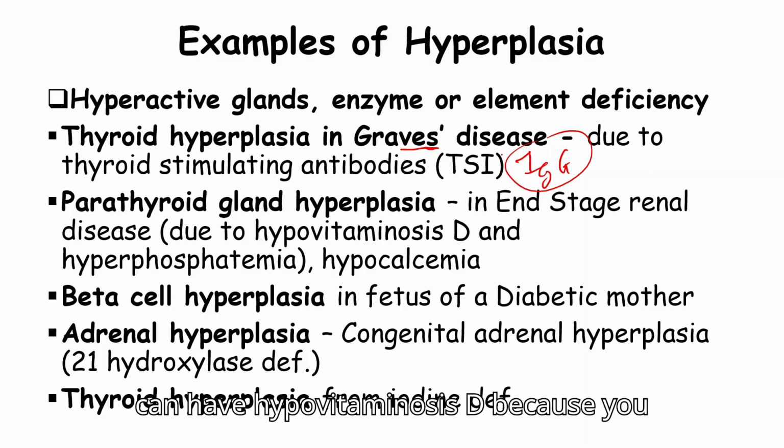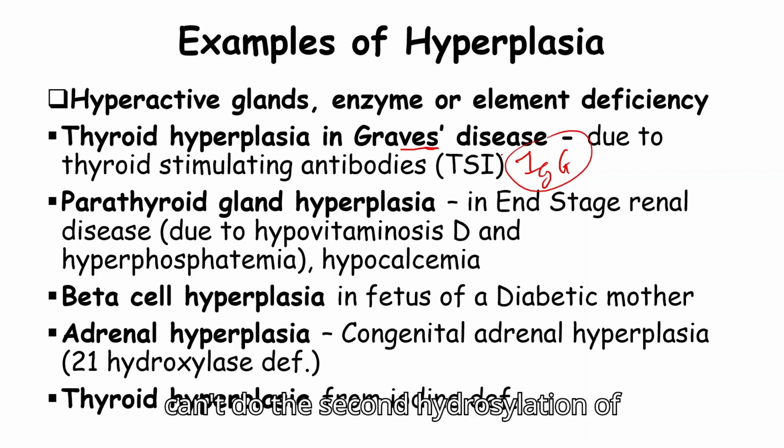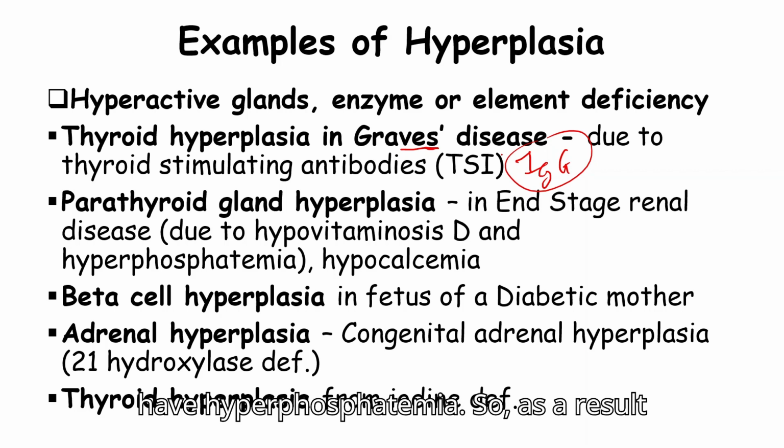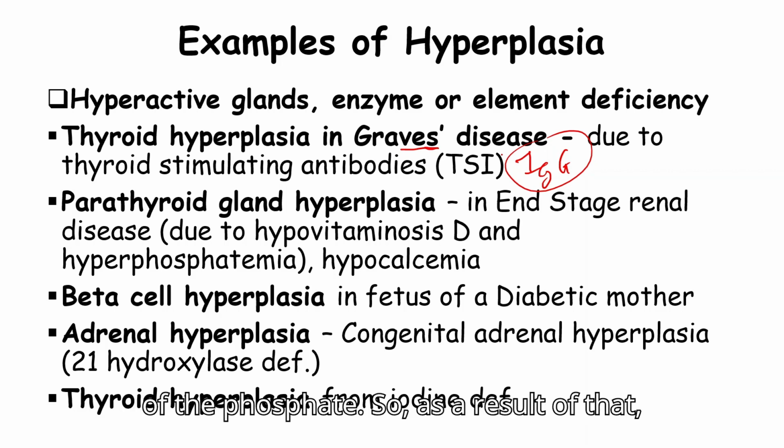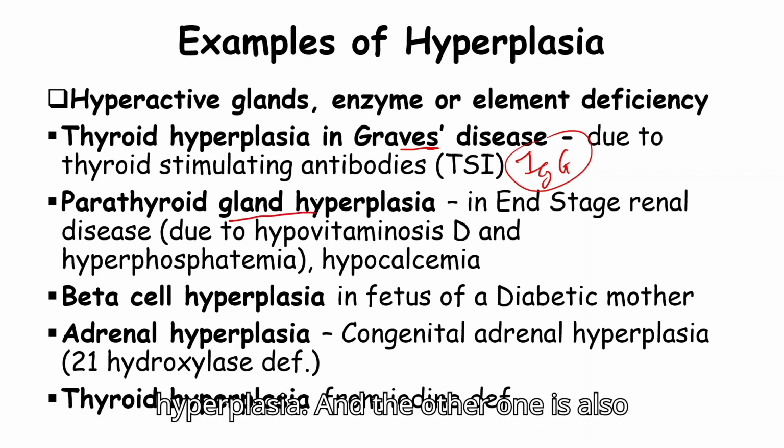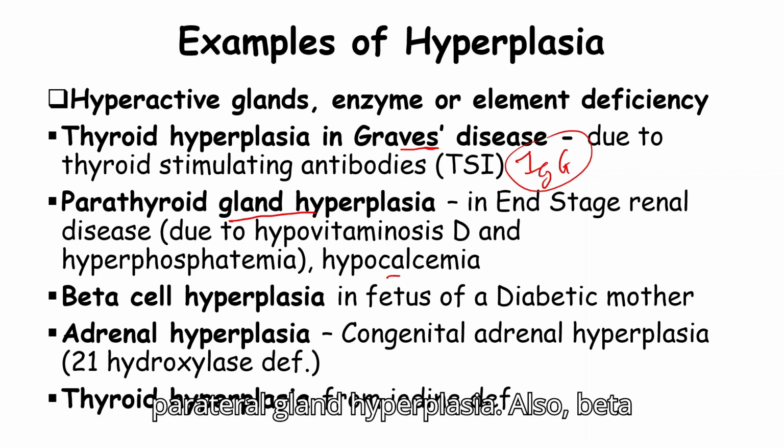And moving on to parathyroid gland hyperplasia in the setting of end-stage renal disease, because with end-stage renal disease, you can have hypovitaminosis D because you can't do the second hydroxylation of vitamin D in the kidney. And also, you can't excrete phosphate, so they could have hyperphosphatemia. As a result of that, the body wants to increase the parathyroid hormone production to be able to increase your vitamin D and to get rid of the phosphate. So that could lead to parathyroid gland hyperplasia. And the other one is also hypocalcemia. If somebody has hypocalcemia, that could also lead to parathyroid gland hyperplasia.